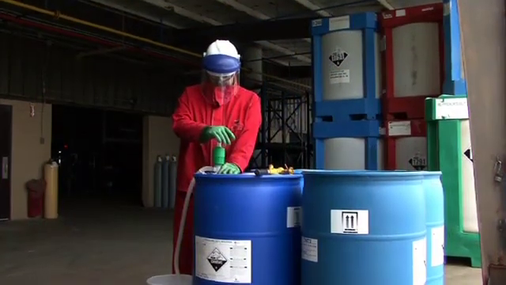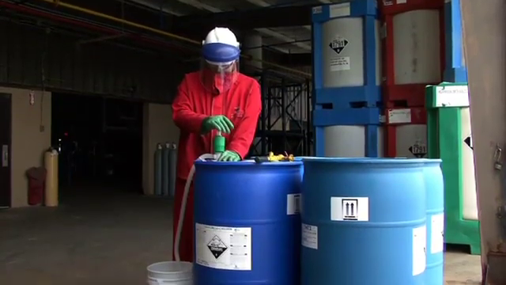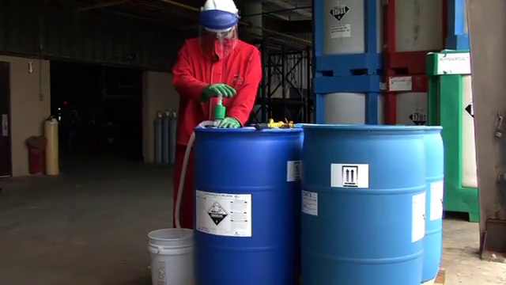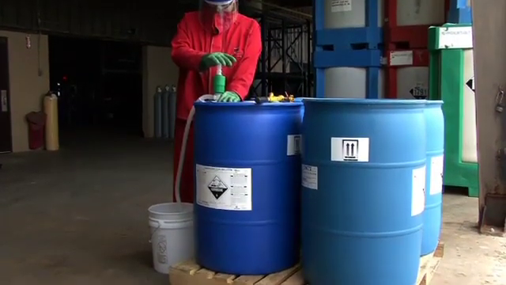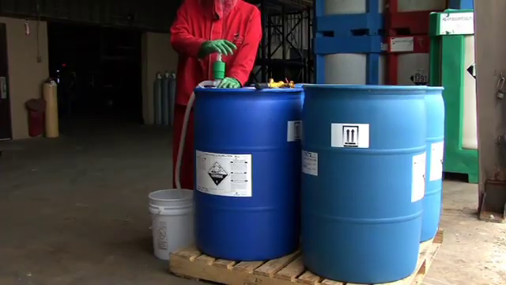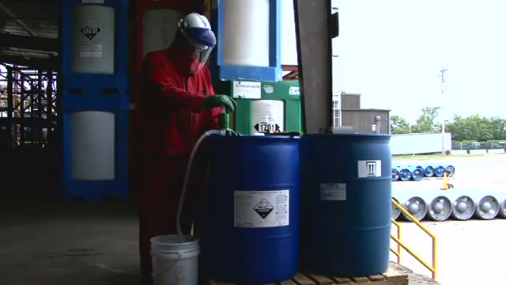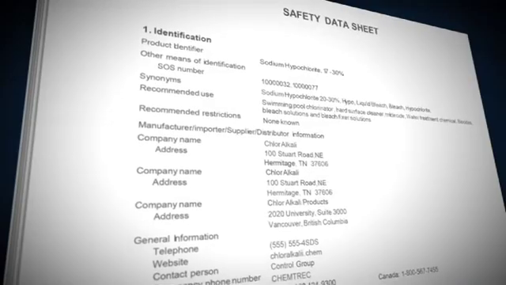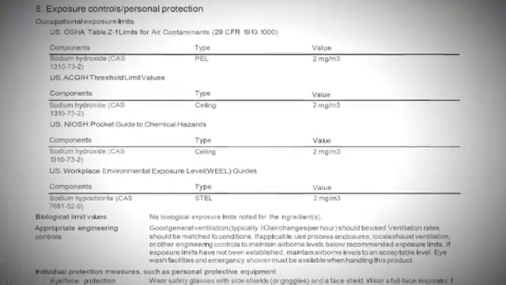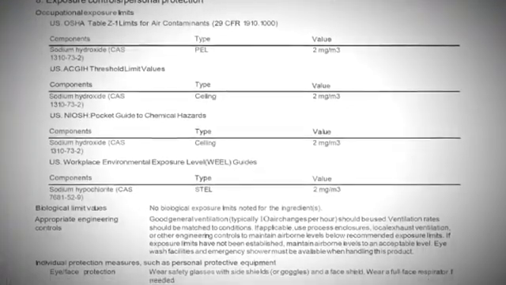When transferring sodium hypochlorite from IBCs or 55-gallon drums, make sure you're wearing proper protective clothing and equipment and are following your company's safe handling procedures. The minimum safety equipment for handling sodium hypochlorite are chemical splash goggles, face shield, and chemical protective gloves. Always read the manufacturer's label and safety data sheet before handling sodium hypochlorite.